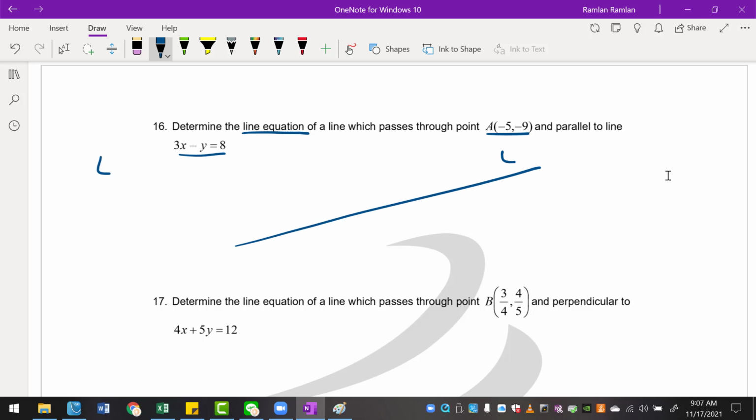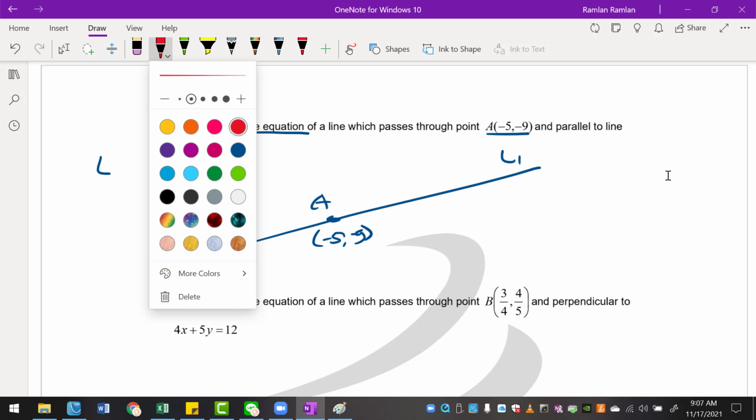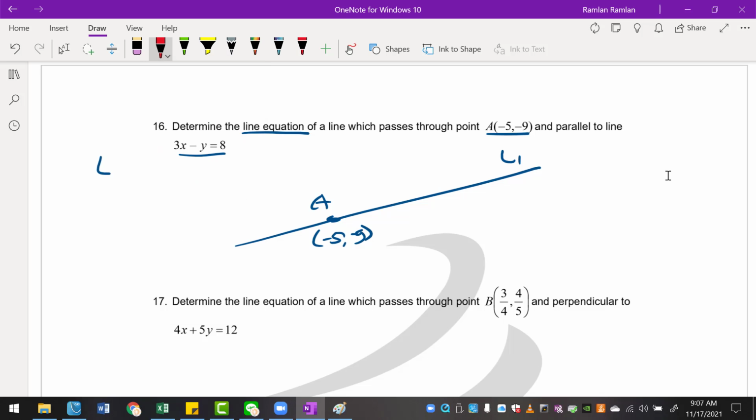And the line is like this. This is L1, which passes through point A, which is (-5, -9). Because we don't know the gradient yet, but there is another line, let's say it's L2. Let's say L2 is in here. Know that this L2 is parallel to L1.